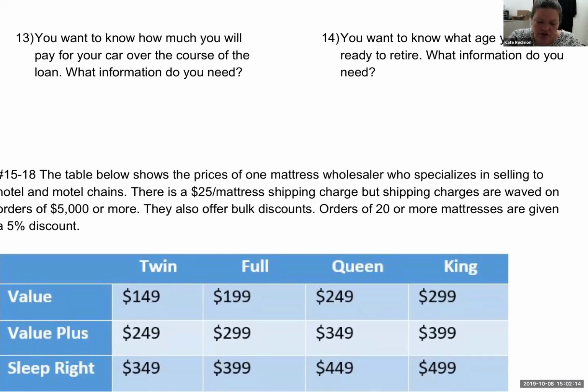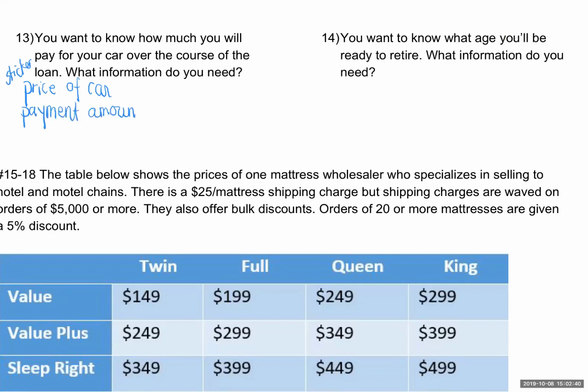You want to know how much you will pay for your car over the course of the loan. What information do you need? Price. When you say price, what do you mean? Price of what? The price of a car, like the sticker price? The payments. You could do payment amount, how much your loan is, or how long. Amount of loan, length of loan.